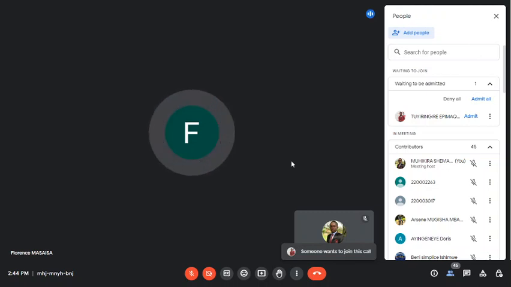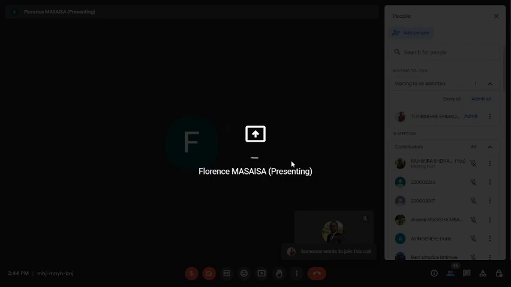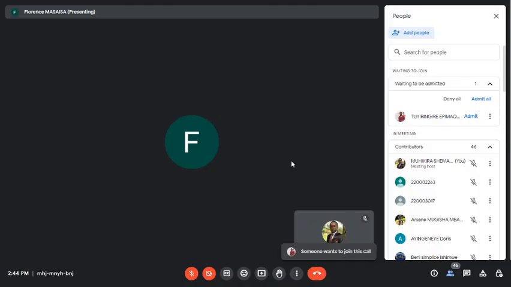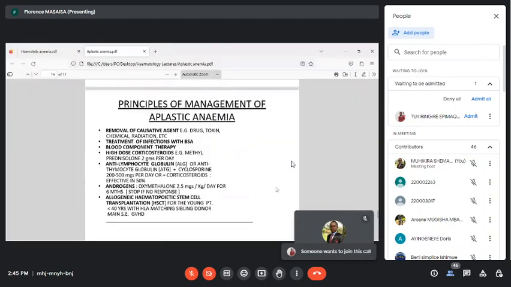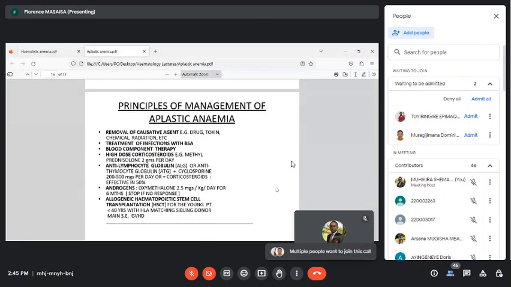So, I was saying that severe aplastic anemia will cause poor prognosis. So how do we manage it? First of all, it is to remove any secondary causes. How to address the causes: if it is medication, if it's radiation, and so on. You have to identify the causative agent and remove it.